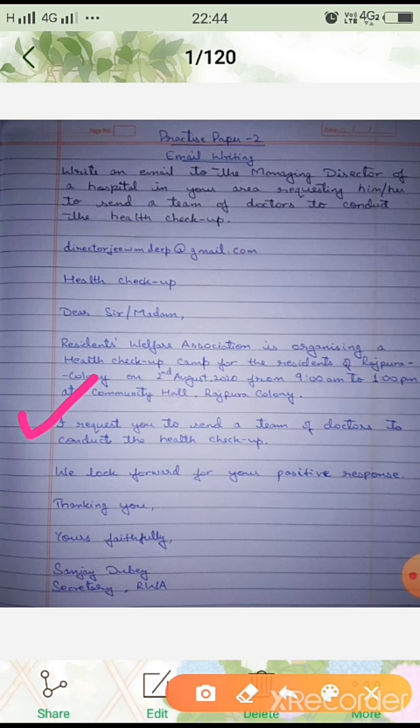Then leave one line: we look forward to your positive response. Keep this in mind that whenever you send an email, this line is mandatory, it will always come. In all the emails you have to write this line at last, that we look forward to your positive response, and for this you will get half marks. Then thanking you, comma, yours faithfully, comma, Sanjay Dubey, Secretary, Resident Welfare Association.